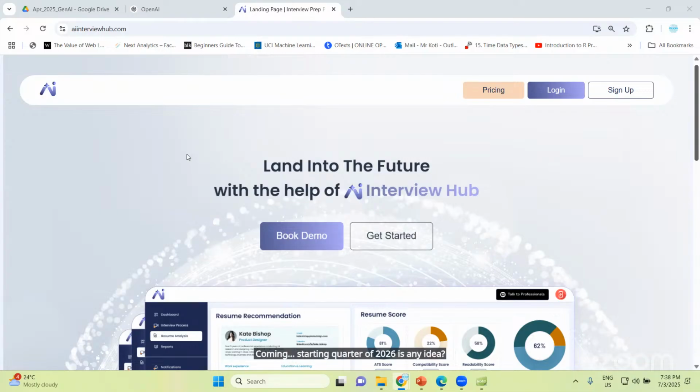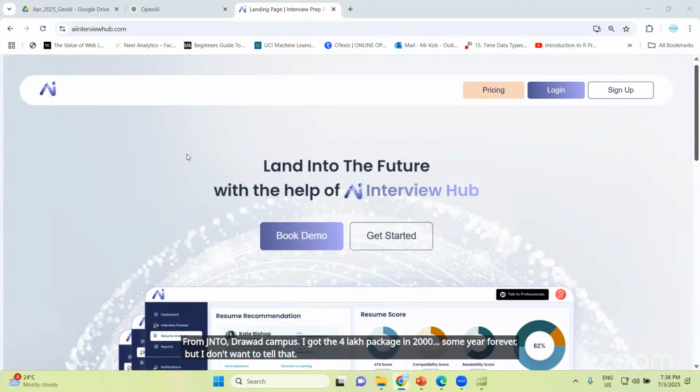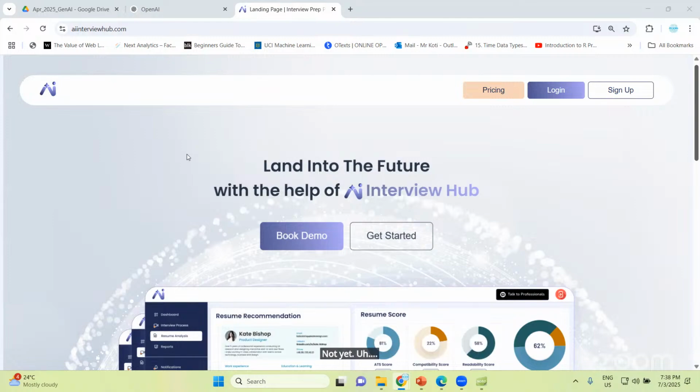Let me tell you one story about myself. I was a BTech graduate from JNTU, Hyderabad campus. I got a 4 lakh package in 2000-something, I don't want to tell the year here. I said no, I want to go for an MBA. After the MBA, I did not like it actually.